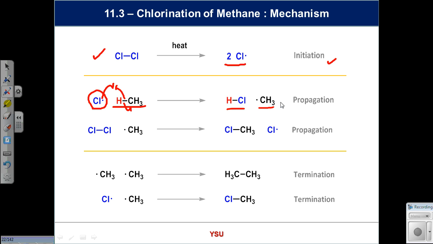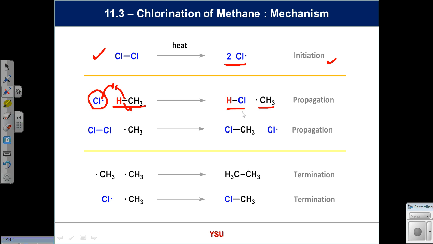So initiation is fairly obvious. You need to get the reaction started by heating things up to make the radicals. The propagation steps then are a bit more confusing, because as you consume a radical on one side, you produce a radical on the other side. That's a basic definition of propagation. Consume a radical on one side, produce a new radical on the other side, because that keeps it going. It keeps the chain growing, which is the word propagation, and so that allows the reaction to go.